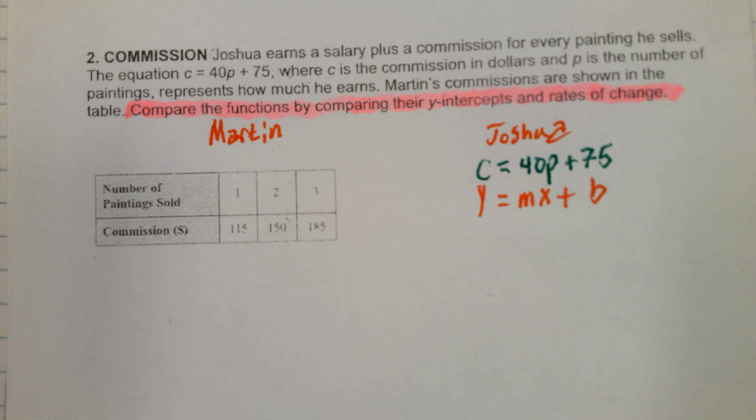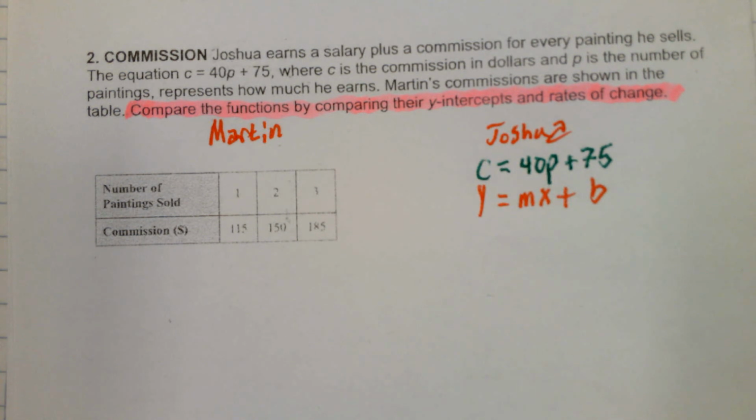40. He's making $40 per painting. So the 40 is his commission. The 75 is his salary. He's making $75 no matter what. You got 75 bucks. But for every painting he gets $40, okay?